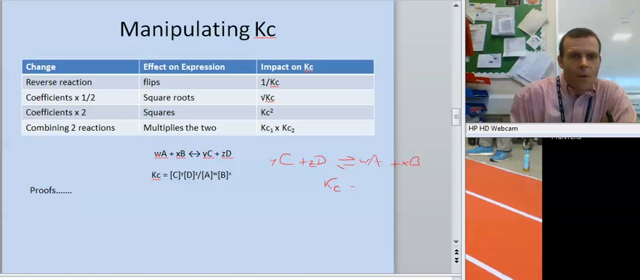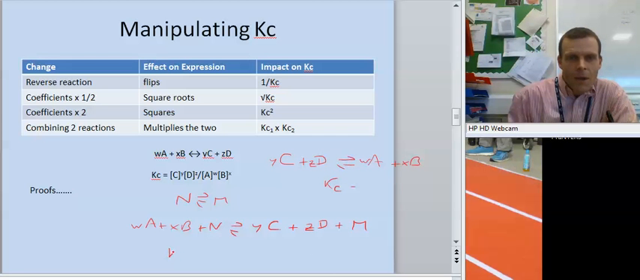If I'm doing multiples of this, let's say I'm doing twice all of this, then you can imagine that I've got a 2 creeping in up here, and I've got a squaring effect. If I'm halving all my coefficients, then I've got these being raised to a half, and something being raised to a half is the same as square rooting it. If I'm adding in another equation, let's say I've got this equilibrium that I want to add into it, then my new equation would become WA plus XB plus N in equilibrium with YC plus ZD plus M.